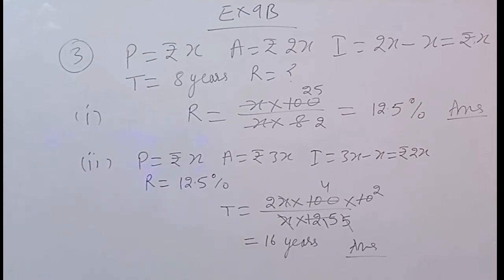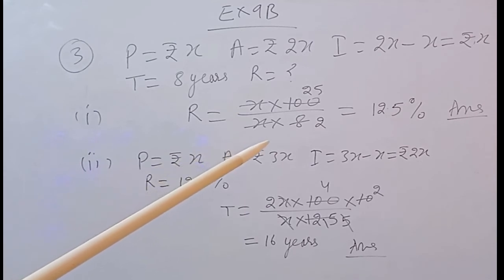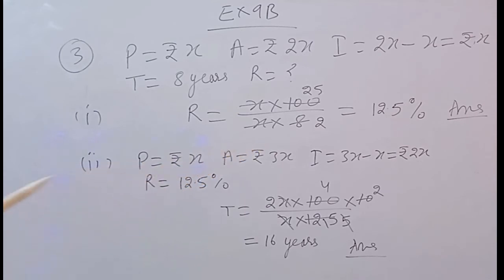In the second case, the principal is x and the amount is 3x. So the interest will be 3x minus x, equal to rupees 2x. The rate of interest we just found out is 12.5, and we have to find out the time period. So put the value, T equals I into 100 upon P into R. So 2x into 100 upon x into 12.5.